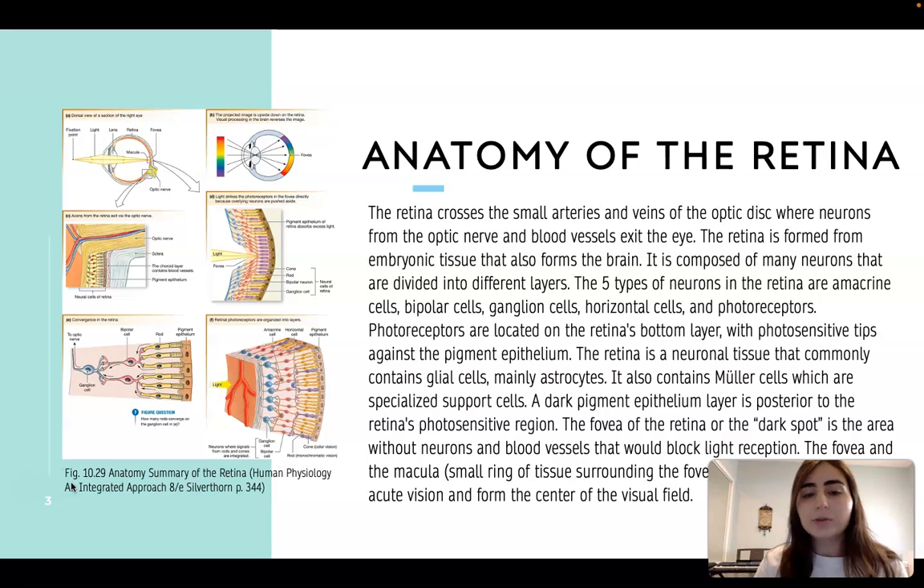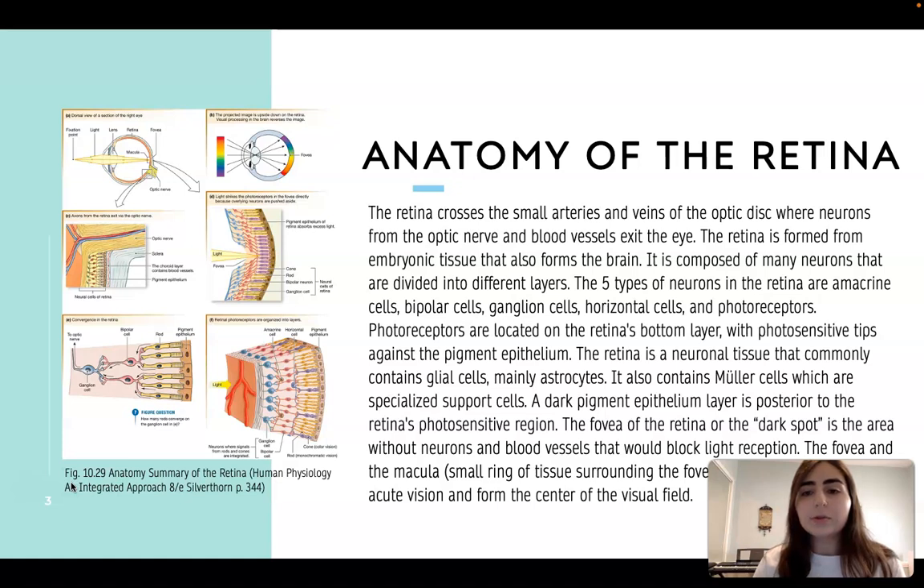Now that we went over the general anatomy of the retina, we can go deeper into its structures. So the retina crosses the small arteries and veins of the optic disc where neurons from the optic nerve and blood vessels exit the eye. The retina is formed from embryonic tissue, which also forms the brain. It's composed of many neurons that are divided into various layers.